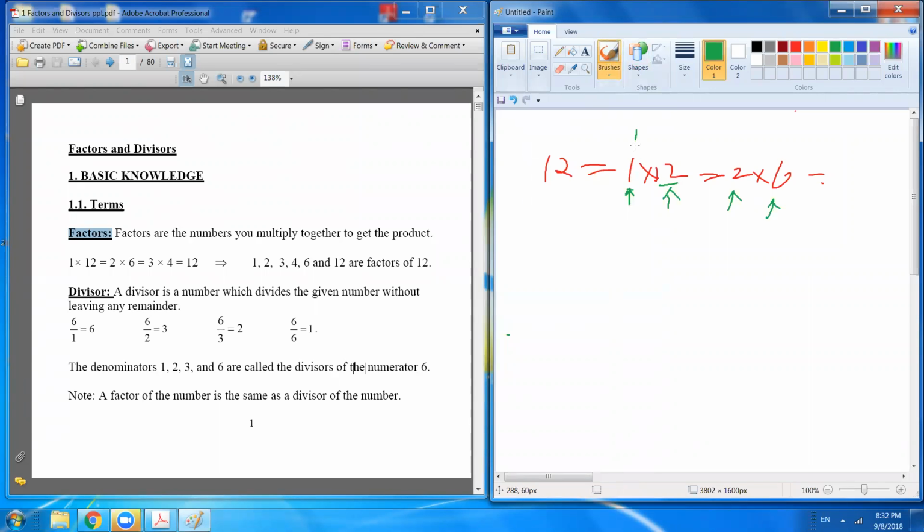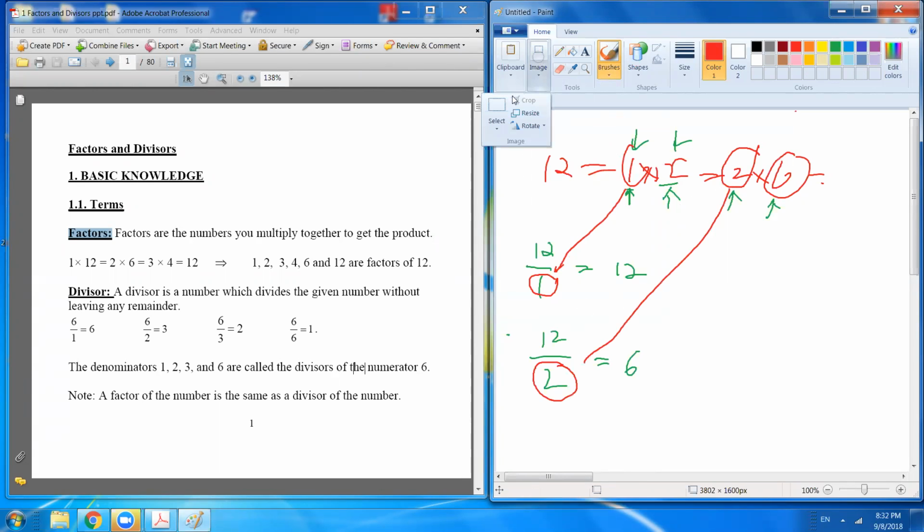And with the same number, take a look at this one. You can do 12 divided by 1, get 12, right? 12 divided by 2, you get 6. Do you see? And here we call it a factor. And here, what do we call that? We call that divisor, right? Divisor, okay? So in fact, divisor and factor are the same thing, right?